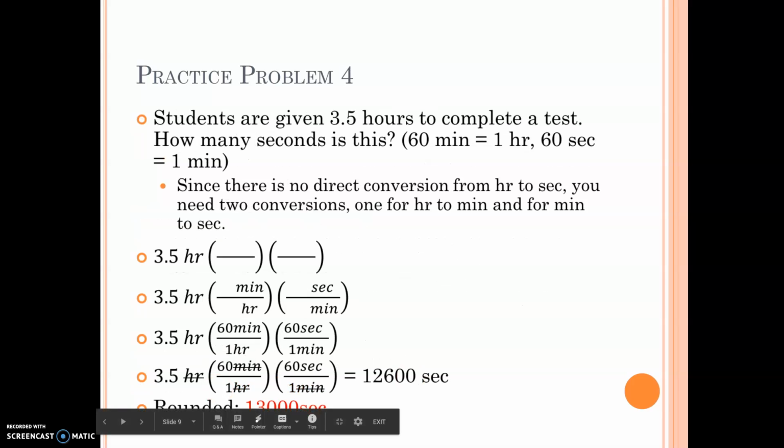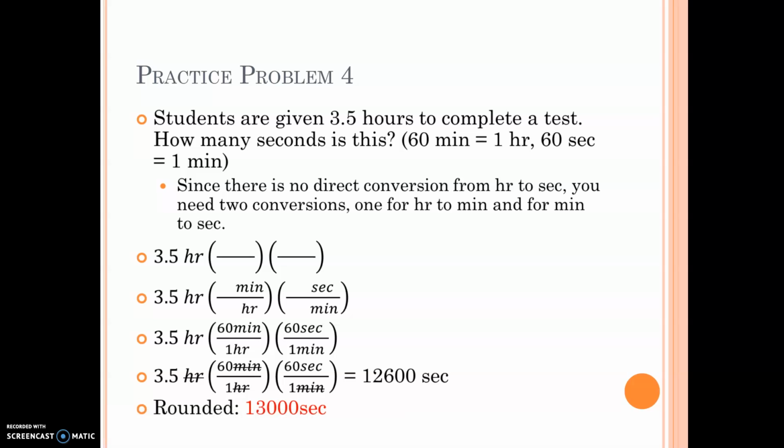Practice problem 4. Students are given 3.5 hours to complete a test. How many seconds is this? There's 60 minutes in an hour and 60 seconds in a minute. In this case, there's no direct conversion from hours to seconds. You need 2 conversions, one for hours to minutes and one for minutes to seconds.